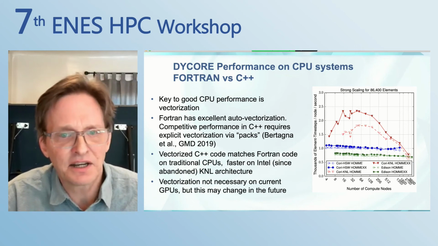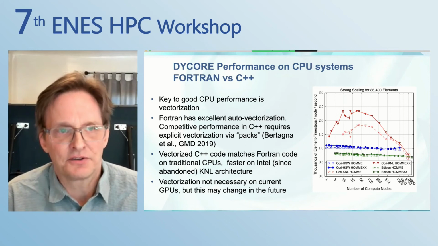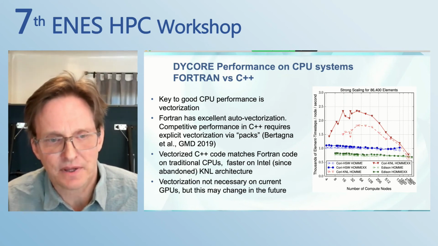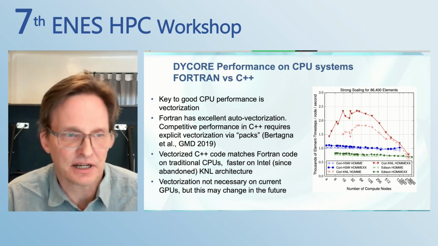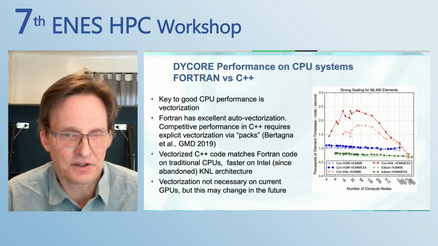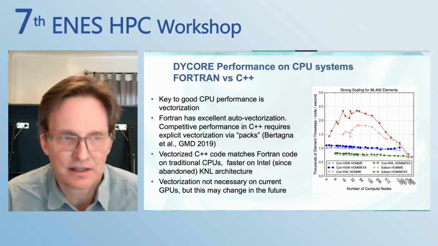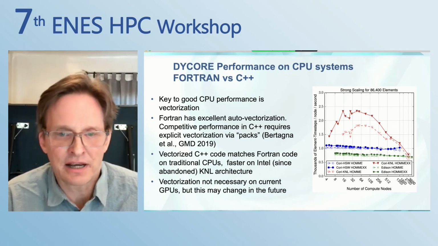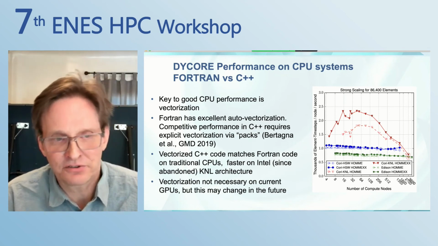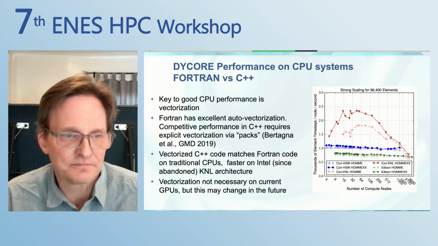And here's a plot comparing the C++ code and the Fortran code on a couple CPU architectures and also this since abandoned KNL architecture. The one thing we learned is that the key to good CPU performance is vectorization, and Fortran does an excellent job at auto-vectorizing, and C++, at least in our experience, does not. And we basically had to explicitly vectorize all the loops ourselves.